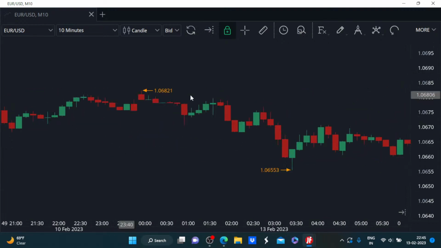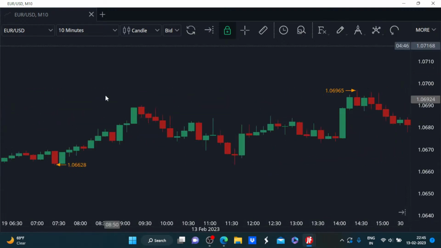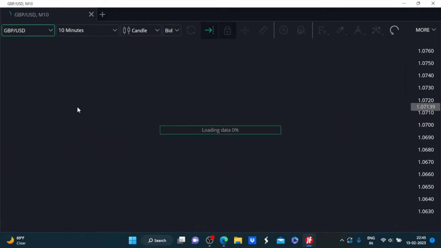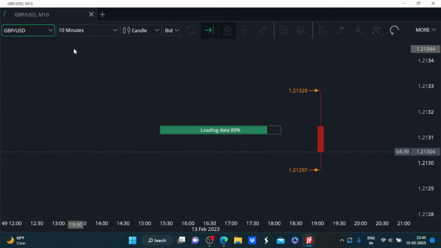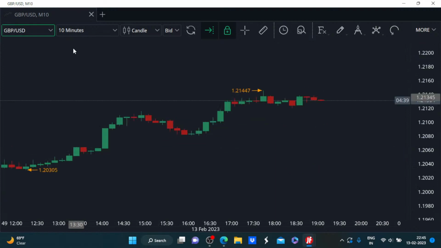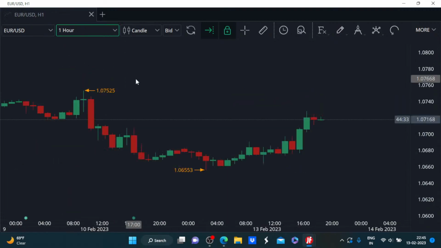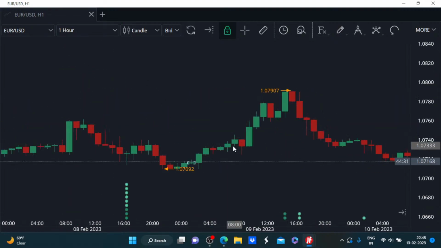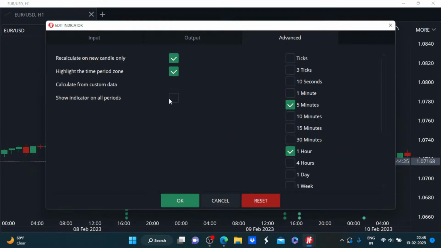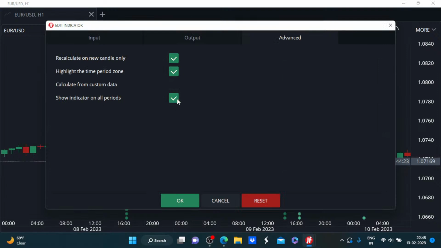So that's how this system works. So you can have multiple indicators on different time frames while ensuring that the chart is not looking too cluttered. So this is the system. Now let me revert back to Euro USD and the hourly time frame, so that we have the shooting star combination recognized on the chart. Now I will opt in again for show indicator on all the periods.